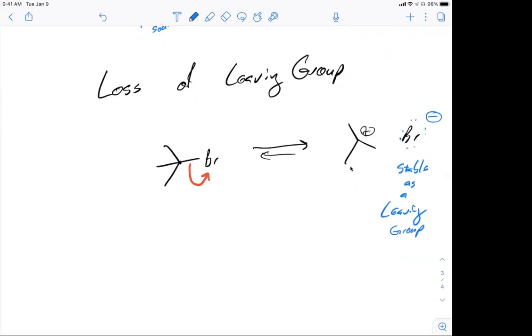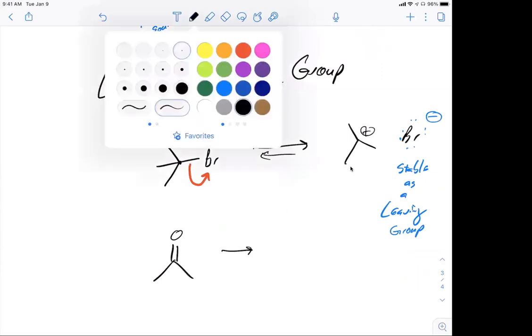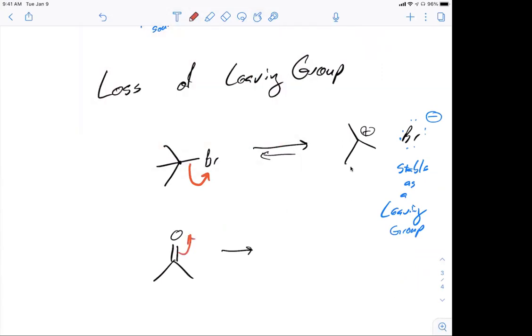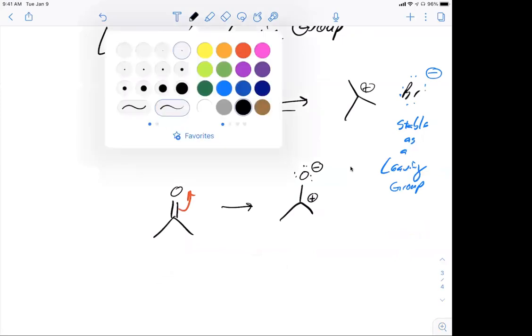We potentially could have a leaving group that doesn't break a bond between two carbons. But here, if we think about this carbonyl, that bond could break, right? So we could also have species that dissociate like this to form the positive and negative, the zwitterion form. Zwitterion just means positive and negative. And so we have loss of leaving group. So that's going to be one of the mechanistic steps that we can use.